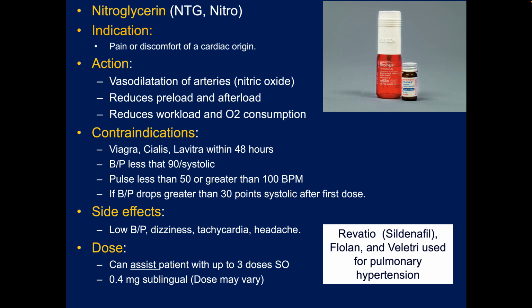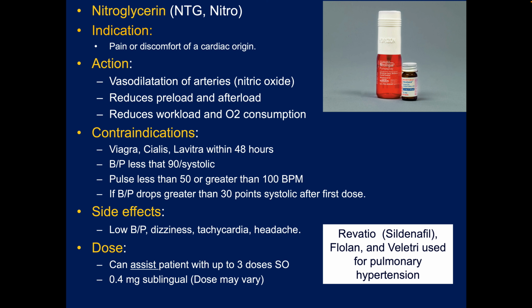There are other contraindications in the white box down here. Revatio, Flolan, and Veletri all function the same as nitroglycerin. They all produce nitric oxide. They're for people who have a pulmonary hypertension condition. So if they're on Revatio, Flolan, or Veletri, there's no time frame for how long they've been on it. It would be a contraindication.